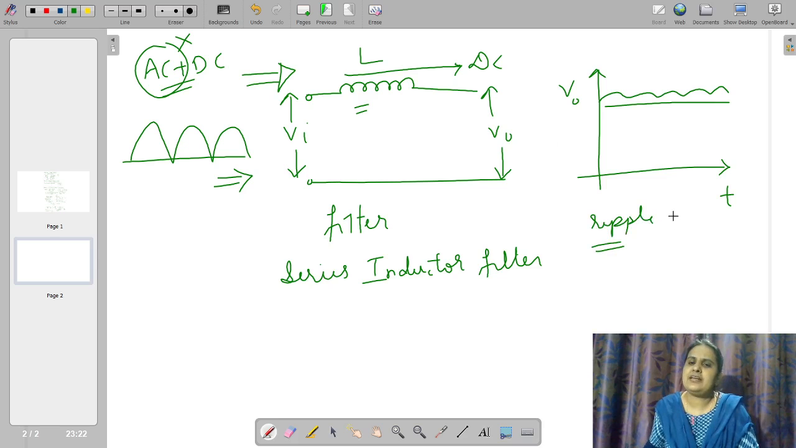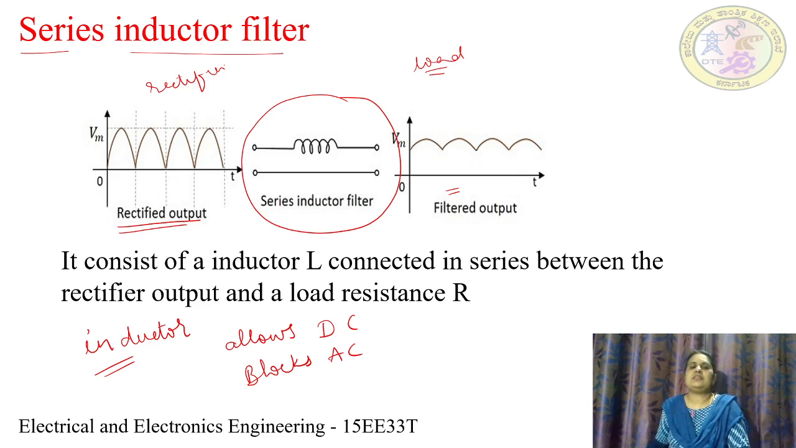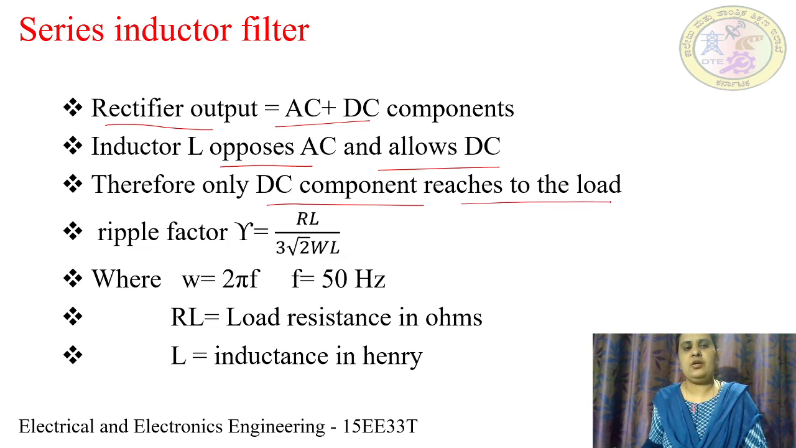Again, they are giving a certain definition of the ripple factor. Let's quickly go to the slide. It consists of an inductor L. What is the inductor L? It is connected in series between the rectifier output and the load resistance. A brief discussion on what we have just learned: it has AC plus DC components. The inductor opposes AC and allows the DC. Therefore, only the DC component reaches the load.